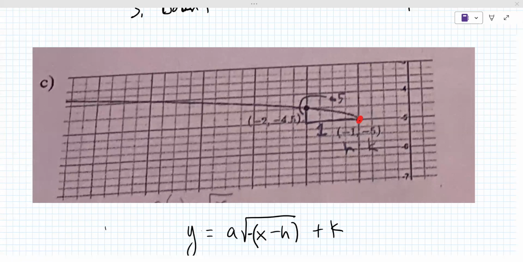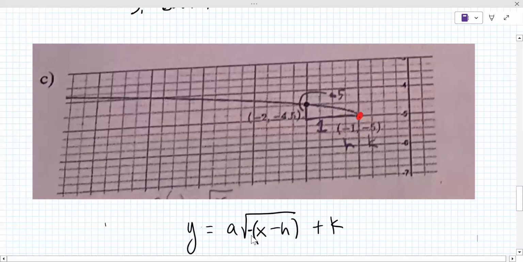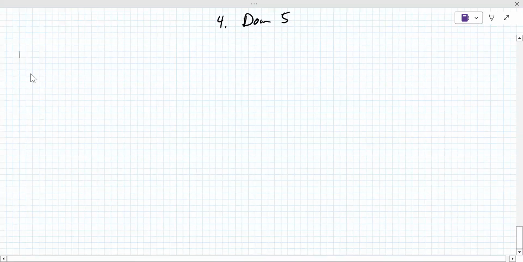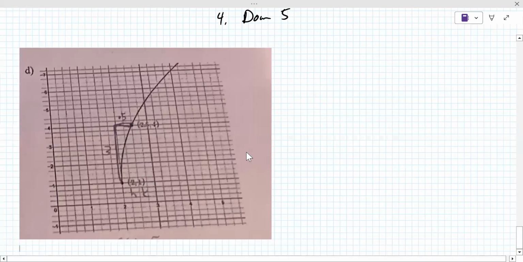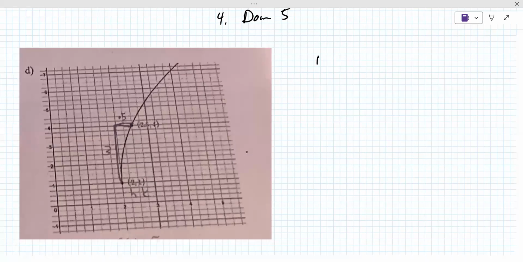Do you want to try this one maybe more on your own since it's kind of similar to C? There is no negative on the inside. I'll point that out, but do you want to maybe try this one? Writing the equation, yeah. Okay, I'll help out here. It's x minus h under the root plus k.